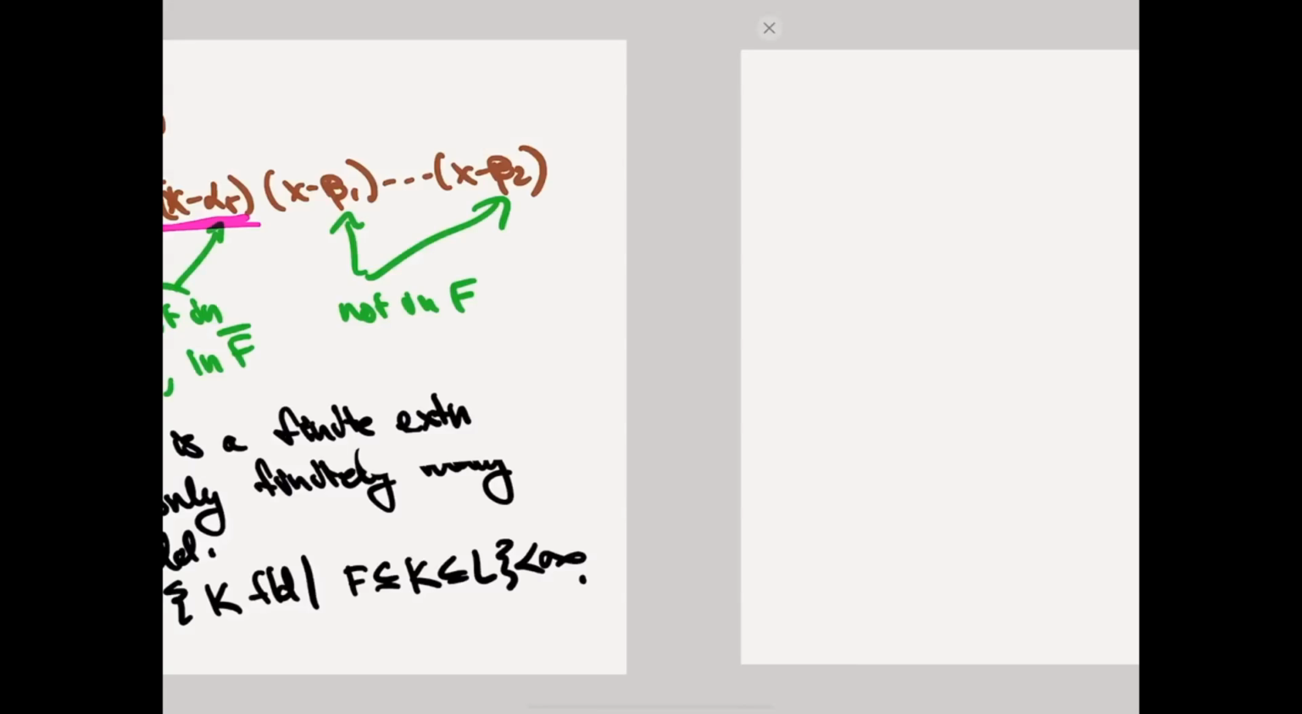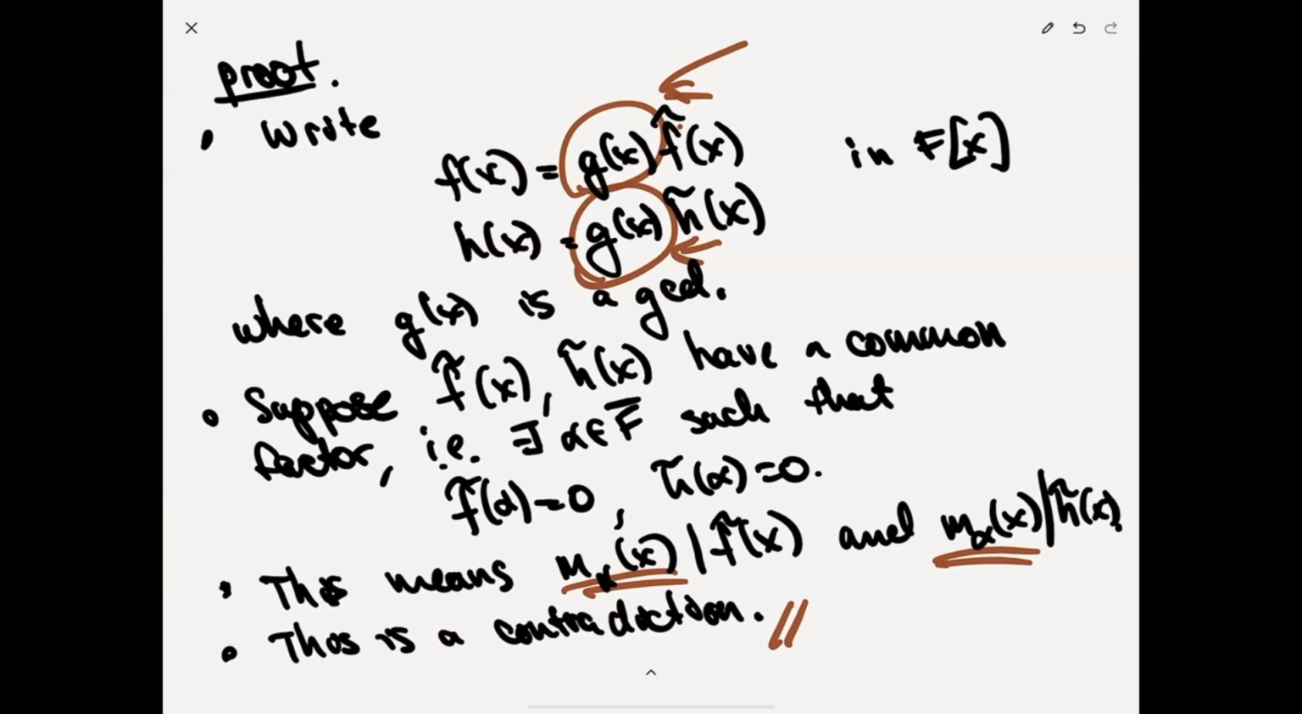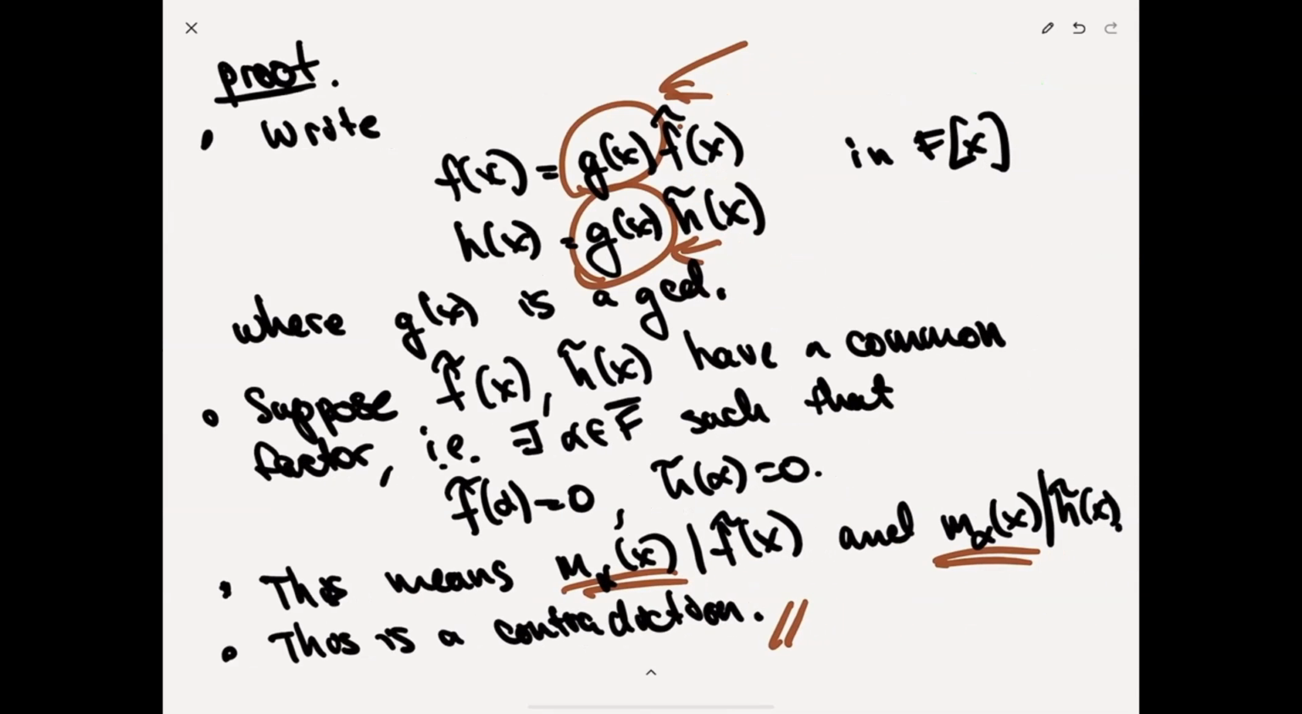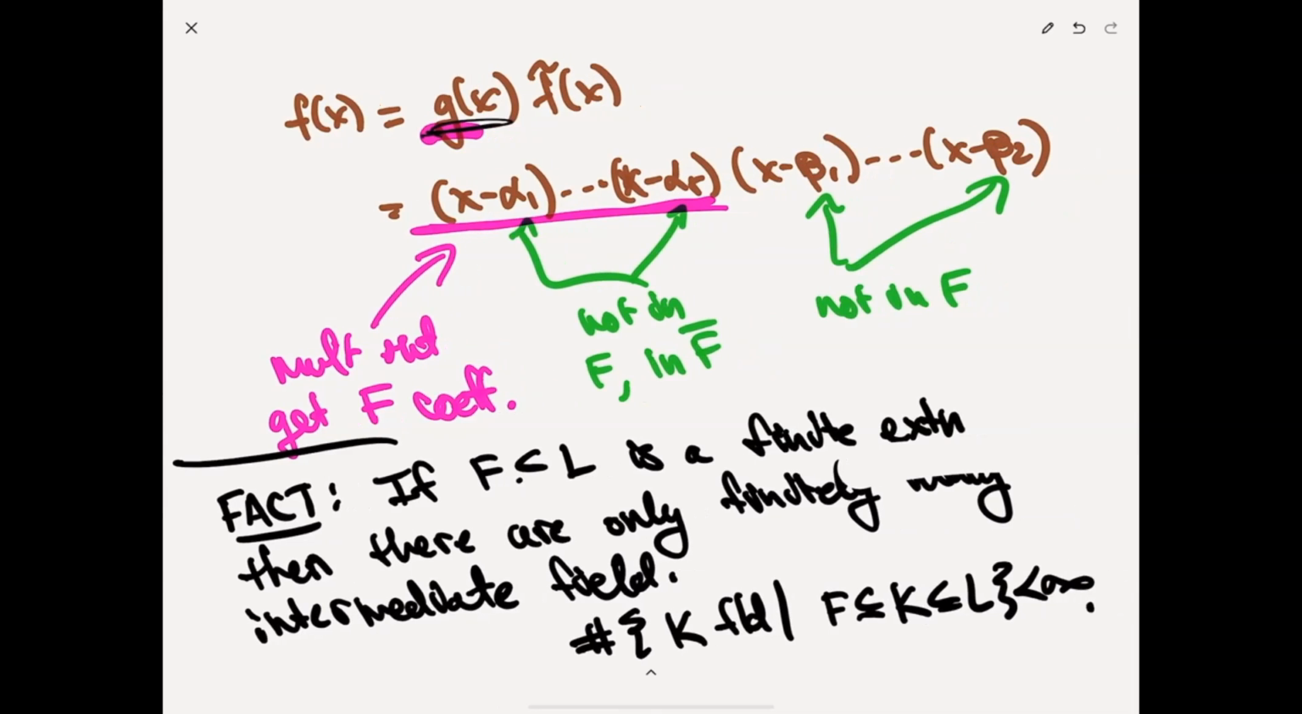Okay, so now we did the preliminaries. The preliminaries were this factorization business, right? And the fact that there's finitely many intermediate subfields. Those are the two things that we need to do the proof of the primitive element theorem.